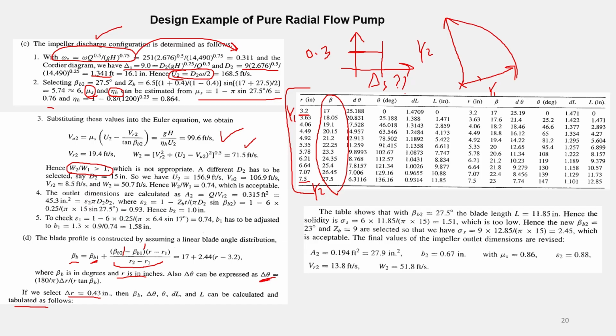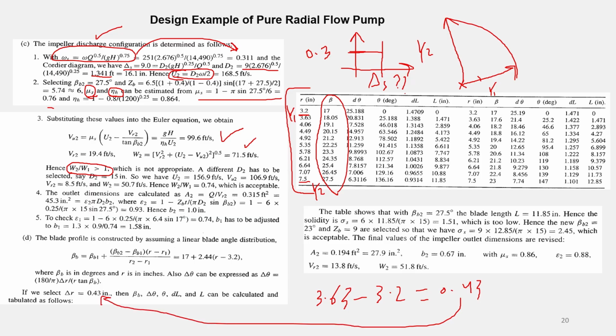So you choose a segment each time. Delta R here represents the segment. For example, let me show something. From 3.2 to 3.63, what is the segment, the difference between the first two? 3.63 minus 3.2. The difference is how much? 0.43, which is this much.